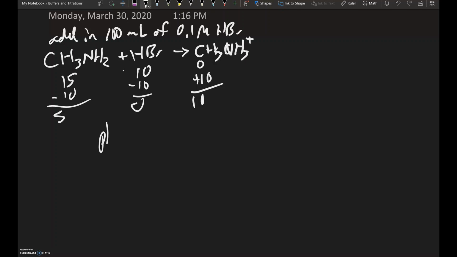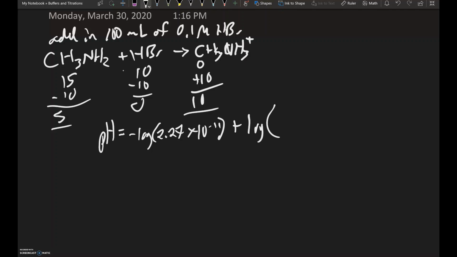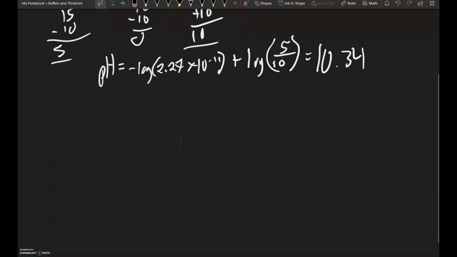So we see we still have a buffer. We have a little bit of base left over. We have the conjugate acid here. So we're taking negative log of 2.27 times 10 to the minus 11 plus the log of, now it's 5 over 10. And we will get 10.34 for the pH. pH is definitely going down, but notice it's going down relatively slow because we're dealing with our buffered solution.